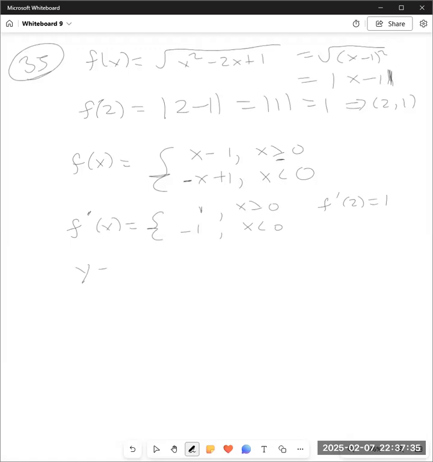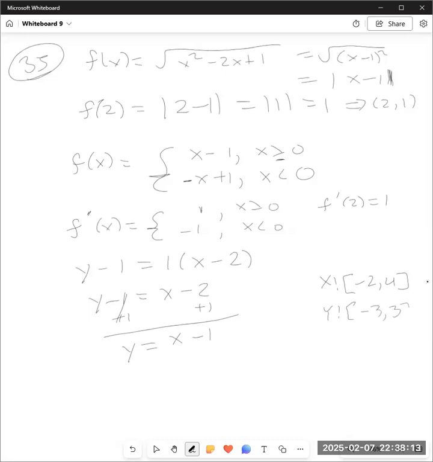Y minus y1 is equal to m times quantity x minus x1. Y minus 1 is equal to x minus 2. Add 1 to both sides. Y is equal to x minus 1. Okay. Your window here for x was -2 to 4. Your window for y here was -3 to 3, it looks like. Something like that.